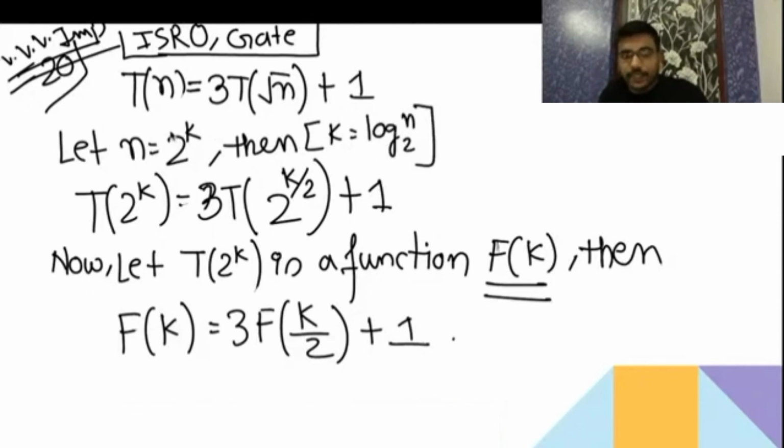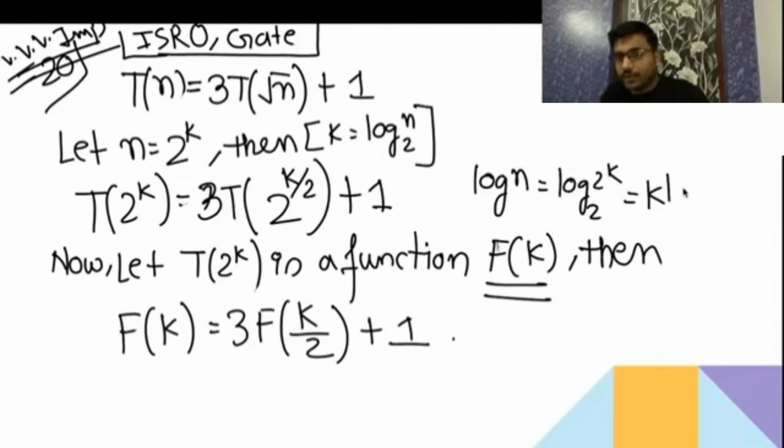If you take k, what is going to be k? It's log n base 2. If you take log on both sides, it is going to be log n, and here it is going to be log 2 to the power k base 2. So the power will come down, then log 2 base 2 is going to be 1. So k is going to be log n base 2. Okay, so now we will solve this equation.